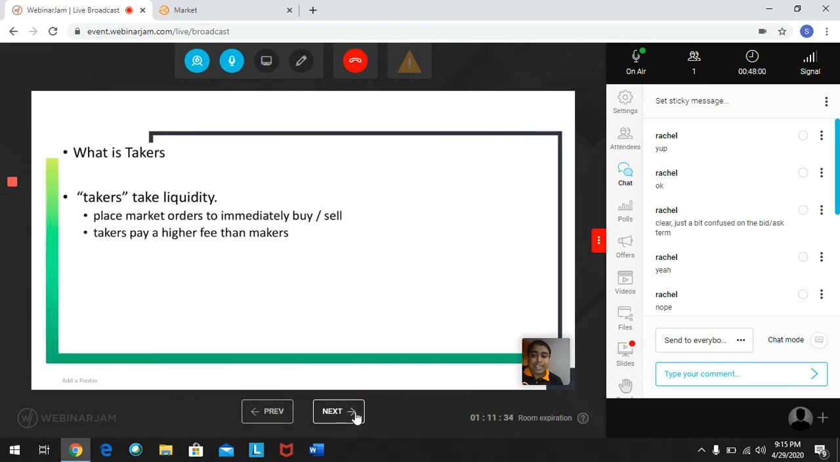So who are takers? Takers just take the price available. They want to place a market order to buy or sell immediately, and they pay a higher transaction fee compared to makers. So why does that happen? For example, today's scenario, with Ethereum, Ripple, and Bitcoin moving very fast.